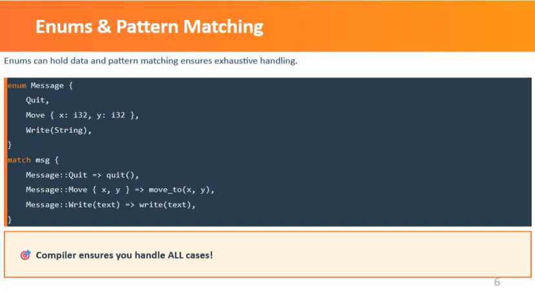Rust enums can hold data, making them incredibly powerful for modeling state. Pattern matching with the match keyword ensures you handle all cases exhaustively. The compiler won't let you forget a case, eliminating entire classes of bugs.